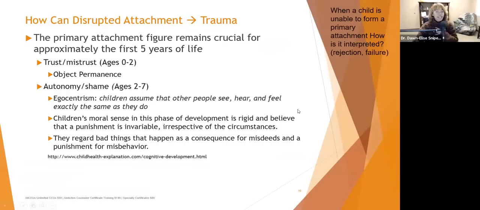And it's up to us, the responsive attachment figures, to help them differentiate cause and effect and see some of these things. Children at this age are not able to extrapolate and go, oh, well, it was raining and it was slippery, so that's why dad got into a car accident. It's up to us, the caregivers, to help explain that.